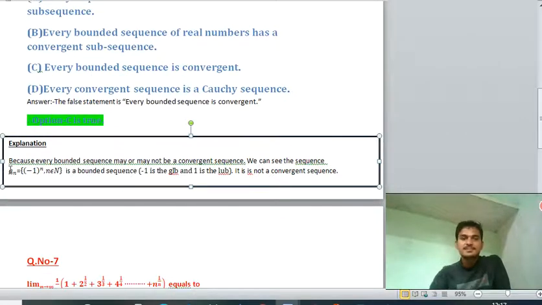We can see the sequence. It's a very famous sequence: a_n is equal to (-1)^n, where n belongs to the set of natural numbers. So the elements of this set are -1 and 1. So clearly this set is a bounded set. This sequence is a bounded sequence.